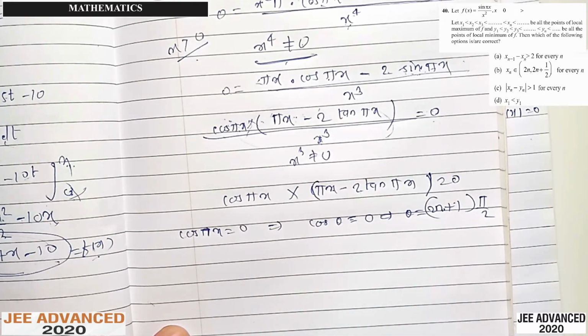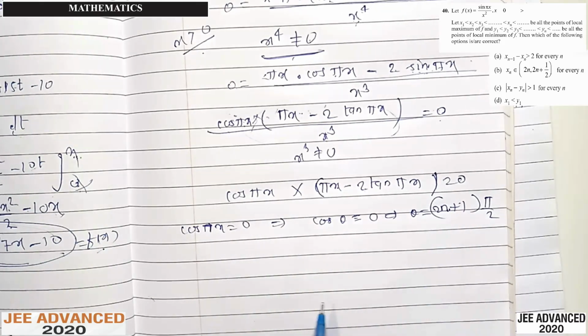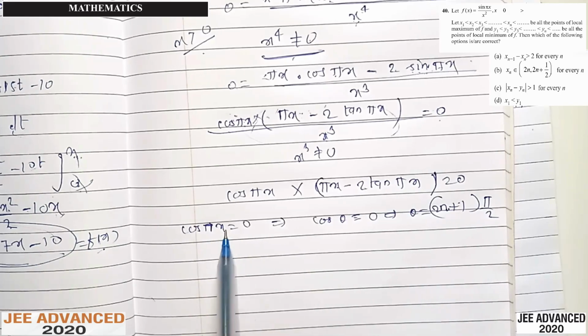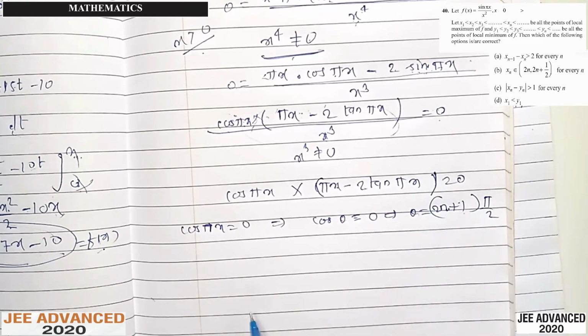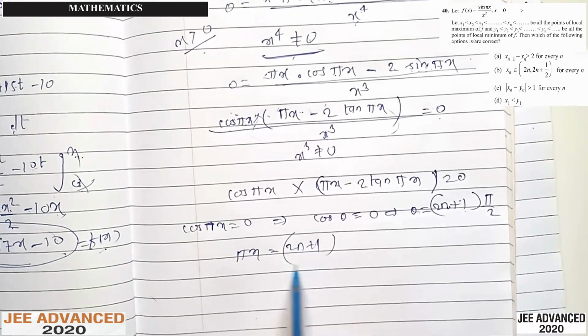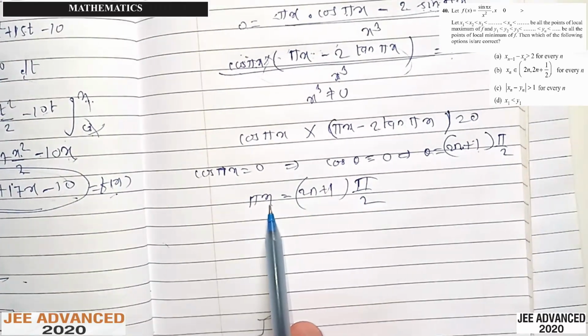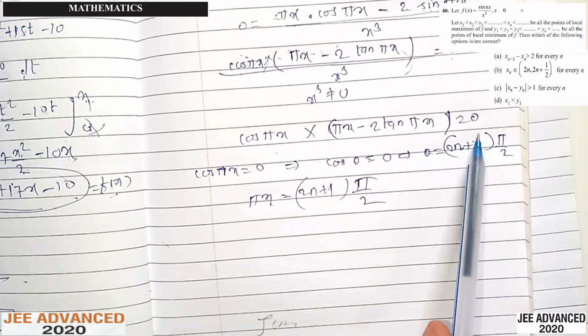So if we run over all values from 1 to n, then we get cos of 2n plus 1 pi by 2. So when cos theta is 0, theta needs to be this. So then pi x needs to be 2n plus 1 pi by 2. So we want all possible values of x where cos pi x is 0.